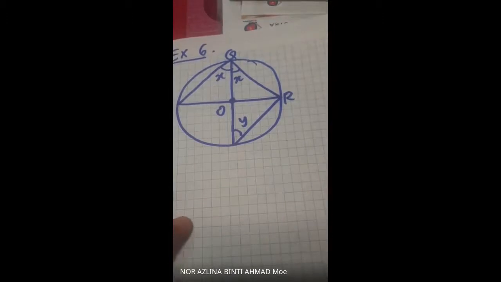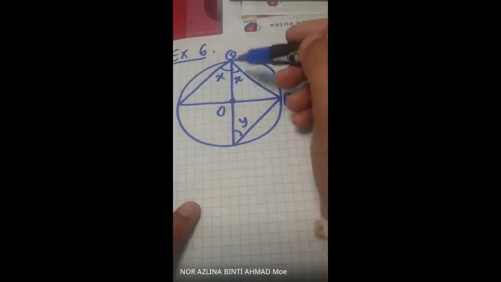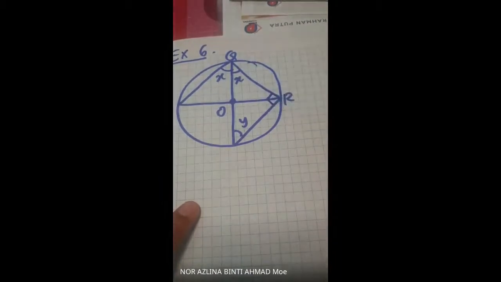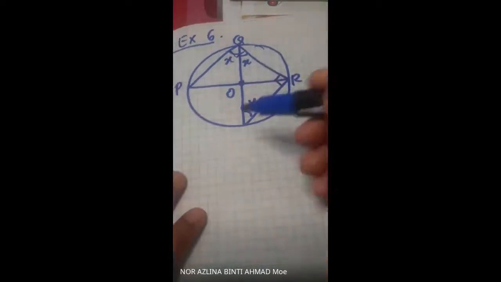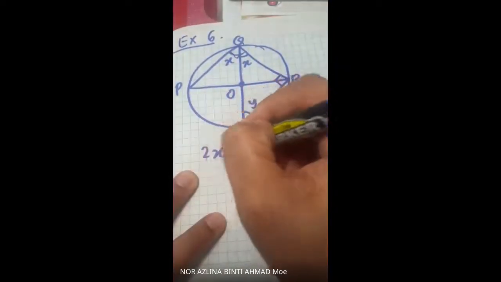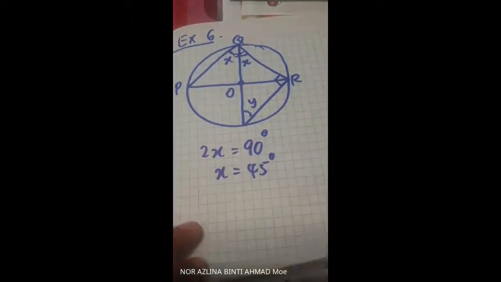Okay, the diagram on the right shows a circle with center O where points P, Q, R, S lie on the circumference of the circle, given that PR and QS are diameters. Calculate the value of y. Okay, when it is a diameter, this angle is 90 degrees. Here also 90 degrees. So x plus 2x equals 90 degrees. So x equals 90 divided by 2, 45 degrees.